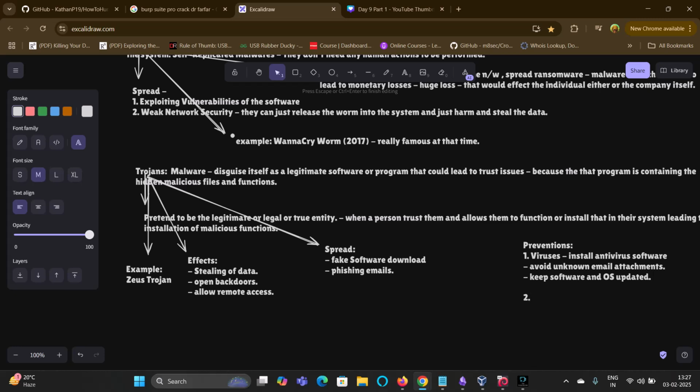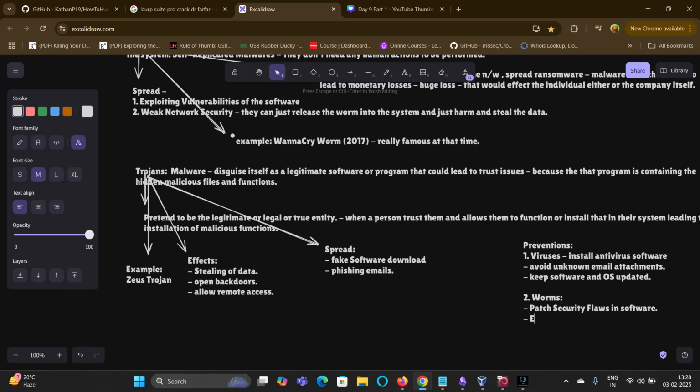Next is about the worms. How can we prevent our system from worms? Number one, you can patch security flaws in software. If you find any kind of security flaw in your system, you can just patch it and update the system, in order to prevent the worm from getting into your system.